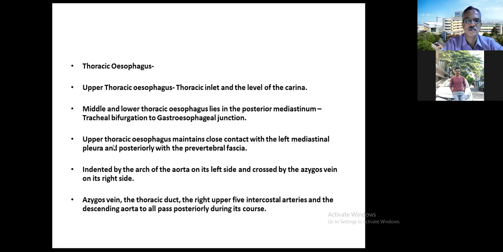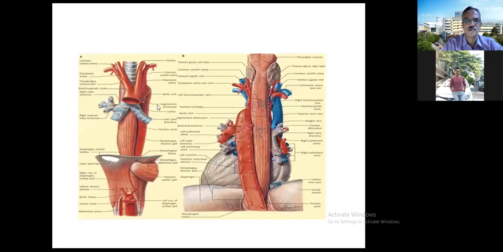The upper thoracic esophagus comes in close contact with the left mediastinal pleura, which forms a posterior layer of the esophagus. In this image we can appreciate the upper thoracic esophagus. The arch of the aorta is indenting, as well as the left bronchus is indenting the esophagus.